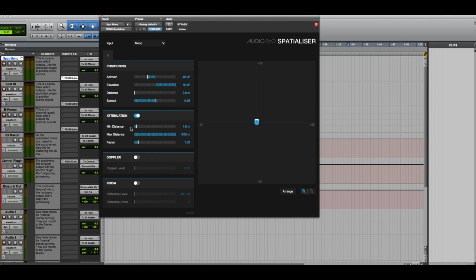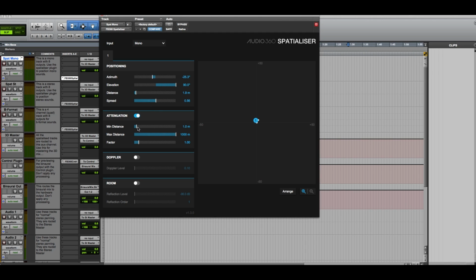So minimum distance is the minimum distance at which the attenuation will kick in. So if I have a minimum distance set to 1, anything below 1 won't drop in sound. As soon as it gets above 1 in the distance, you'll start to hear a drop in sound.